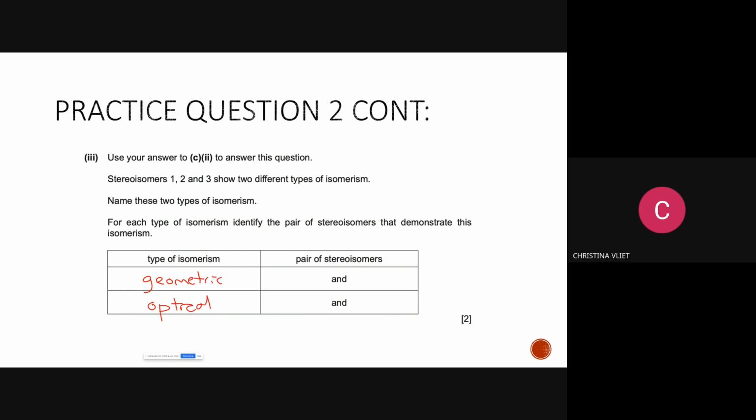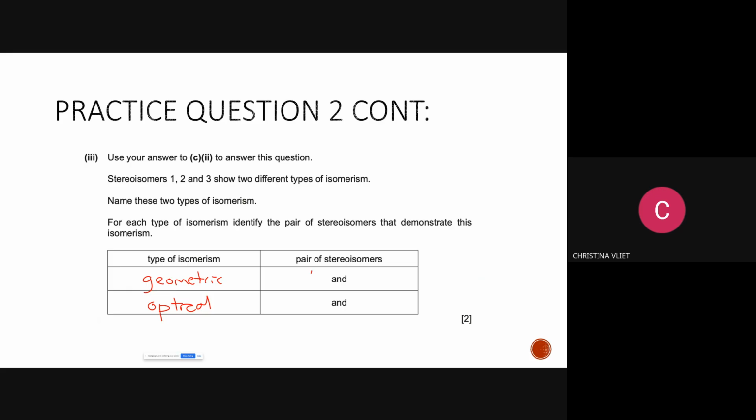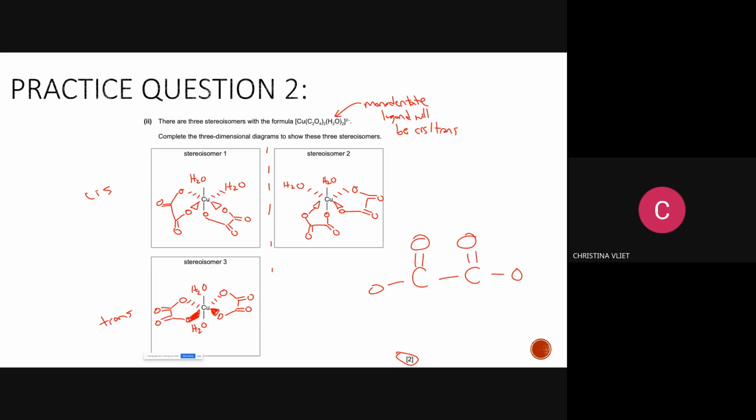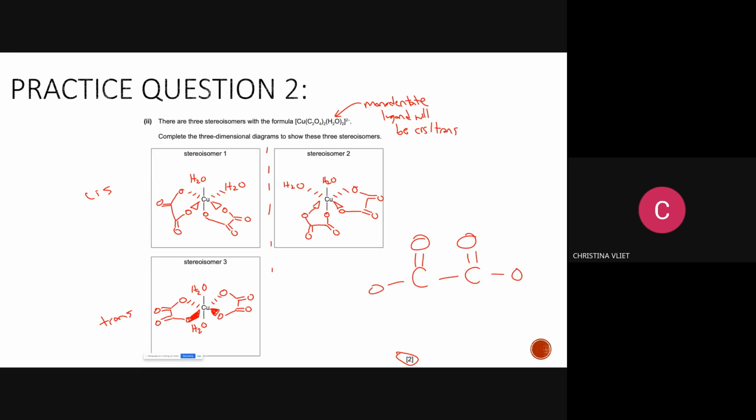All right. What is a pair of stereoisomers that's cis trans? From this diagram, 1 and 3. But you could have also chosen 2 and 3. But 1 and 3. And then what is your only pair of optical isomers here? 1 and 2. And so how many marks was that worth? 2 on this. It was part of the same question though. And I think if you don't get this, then you don't get this. There's no way for you to figure out which one if you don't get this right.